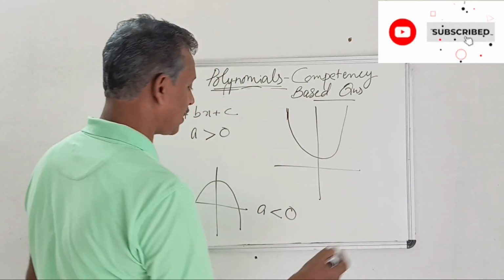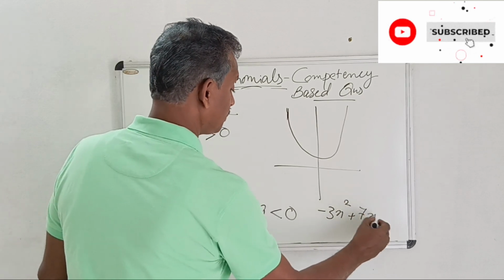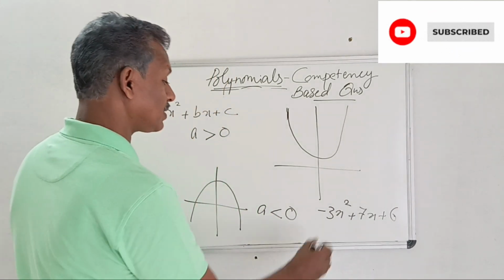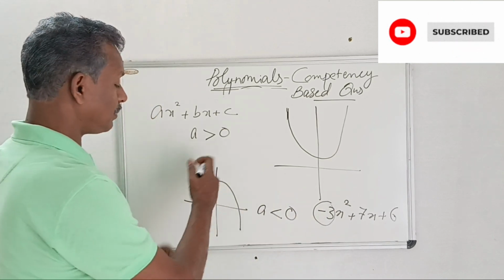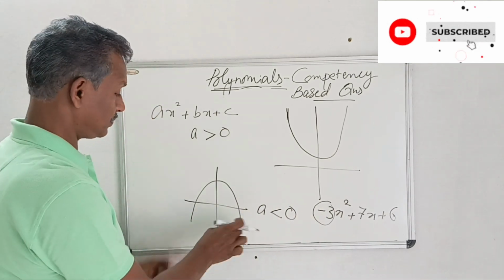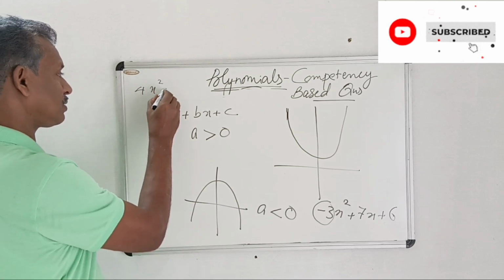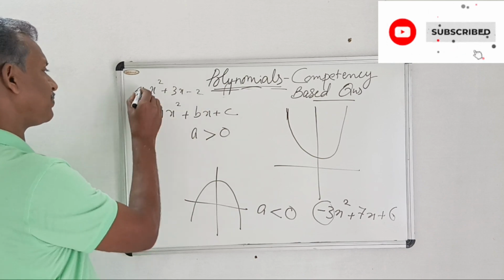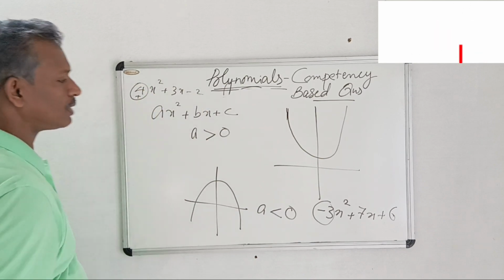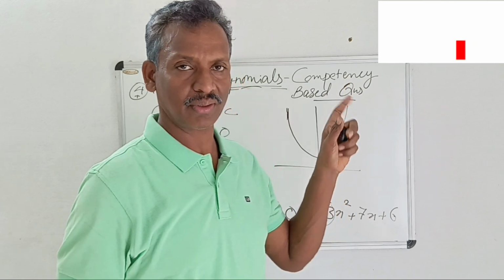For example, if it is written minus 3x square plus 7x plus 6, what is the coefficient of x square? It is negative. If it is negative, the graph will be opening downward. And if it is like this, 4x square plus 3x plus 2 or minus 2, what is the coefficient of x square? Here it is a positive number, then the graph will be opening upwards. Understood? Yes.